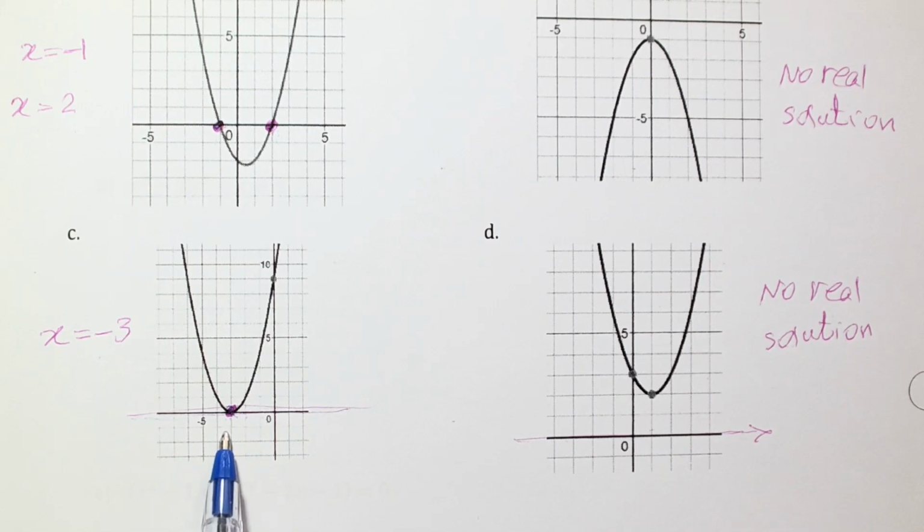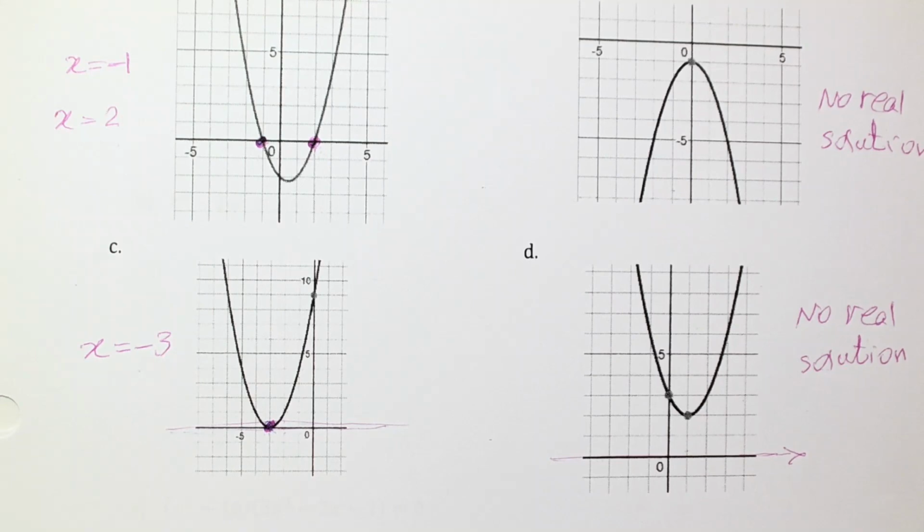In part C, you see the graph touches the x-axis at 1 point. Means we have only one x-intercept, only one zero, only one solution. x equals -3. Now, by the end of this section, you know how to solve a quadratic equation by factoring, by the quadratic formula, by graph, or by completing the square.